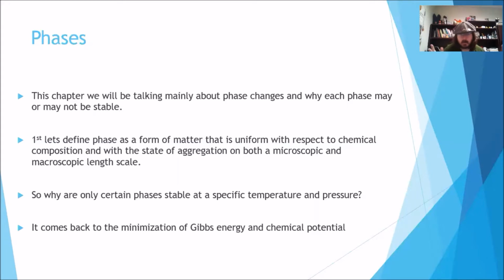A phase, if you don't know, is a form of matter that is uniform with respect to its chemical composition, with a state of aggregation on both microscopic and macroscopic length scales. So it's uniform and it's all mixed together of the same chemical, but it's also mixed together at the same rate of sticking together.